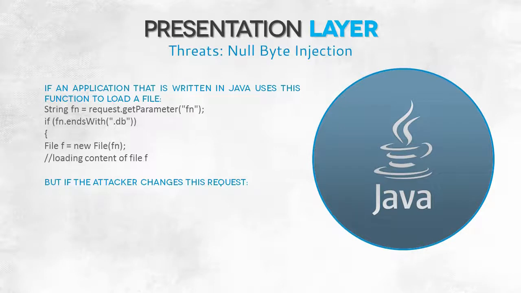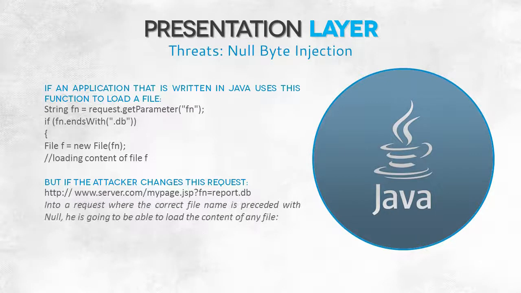This time too, the correct request, namely server.com/mypage.jsp?fn=report.db, can be replaced by the following: server.com/mypage.jsp?fn=serverlogs%00.db. Again, the attacker uses the function in a way the creator hasn't thought of.